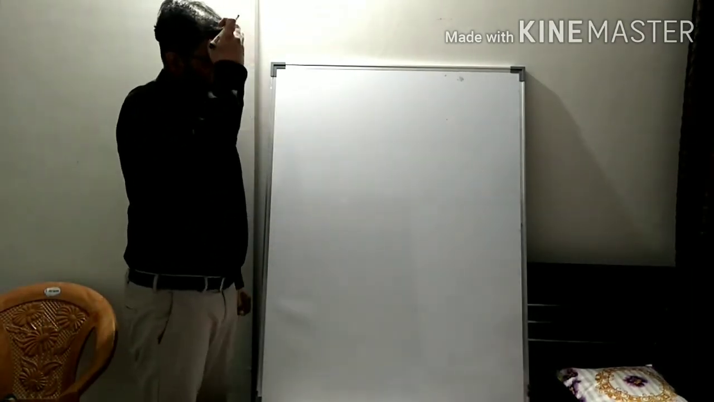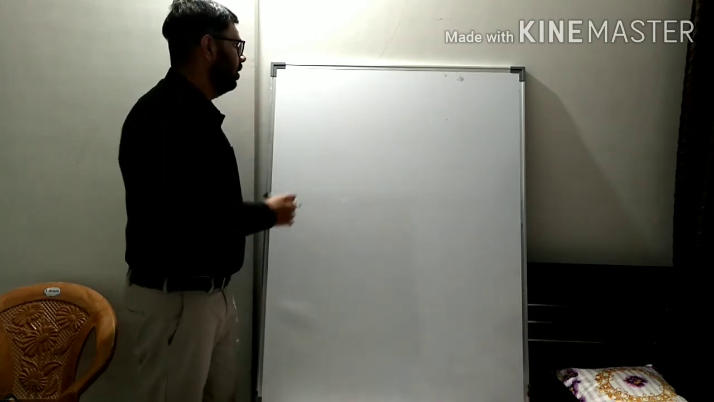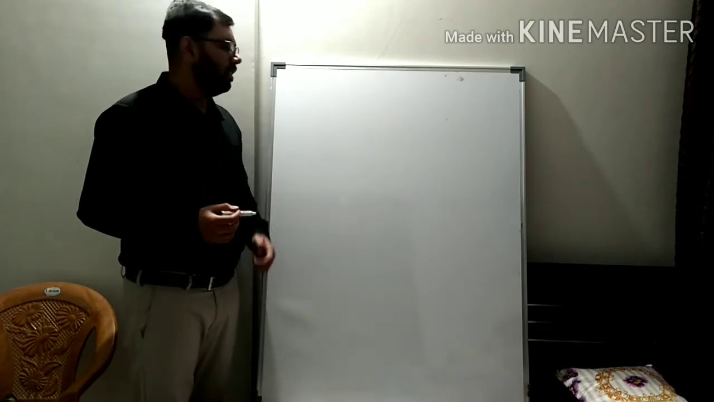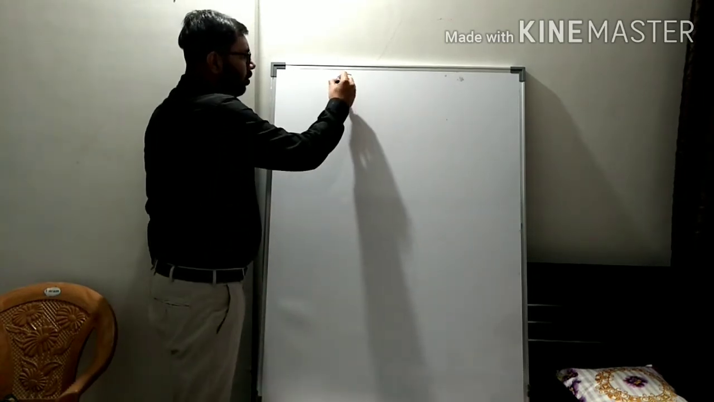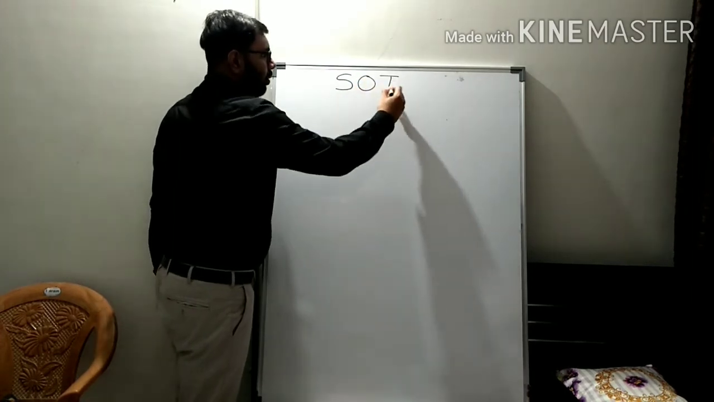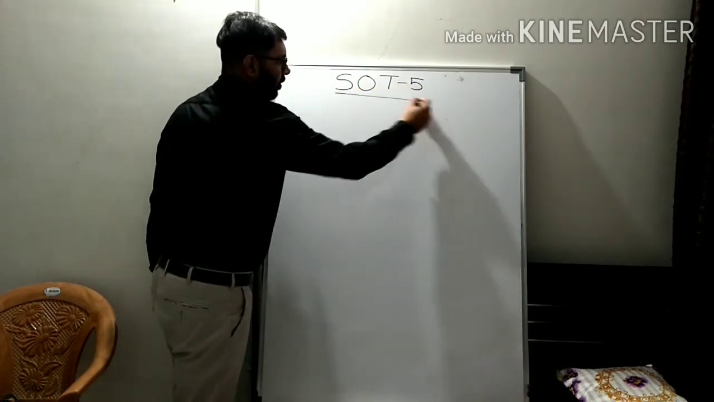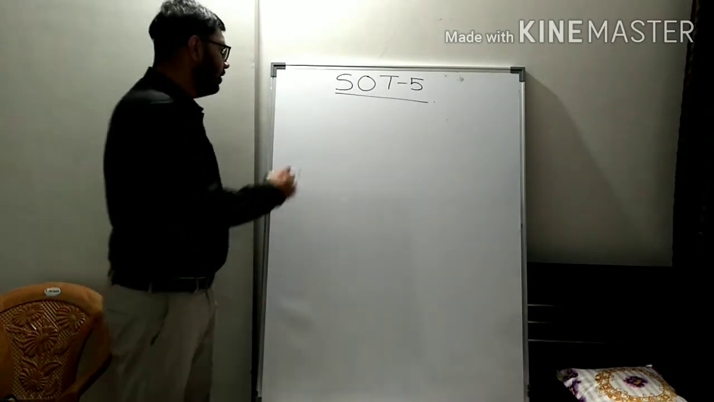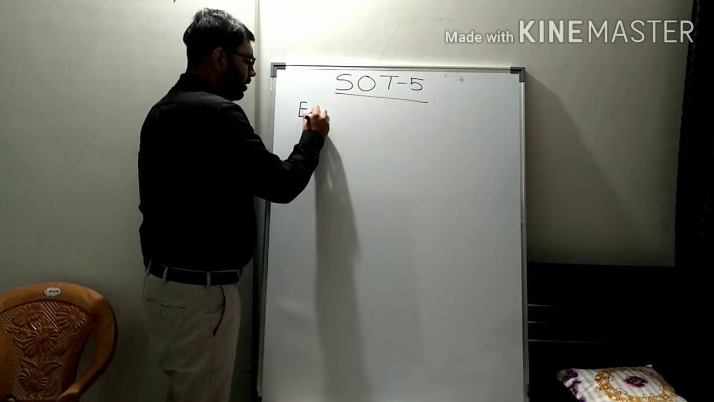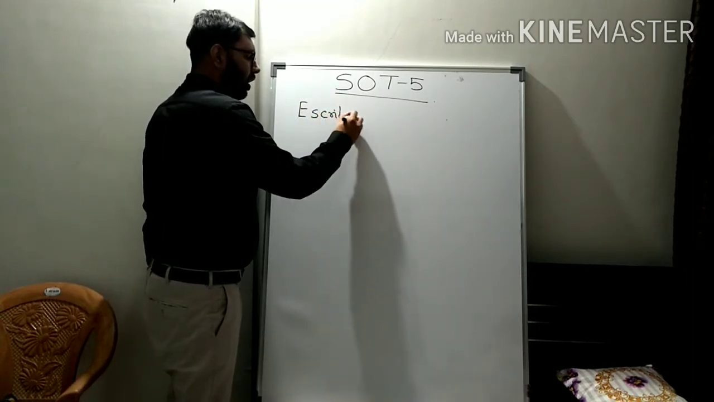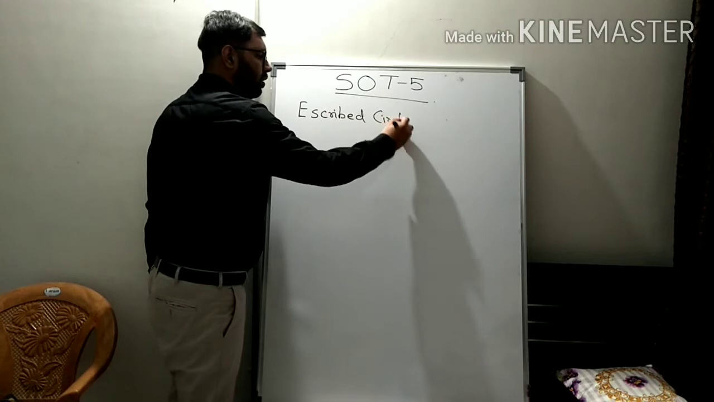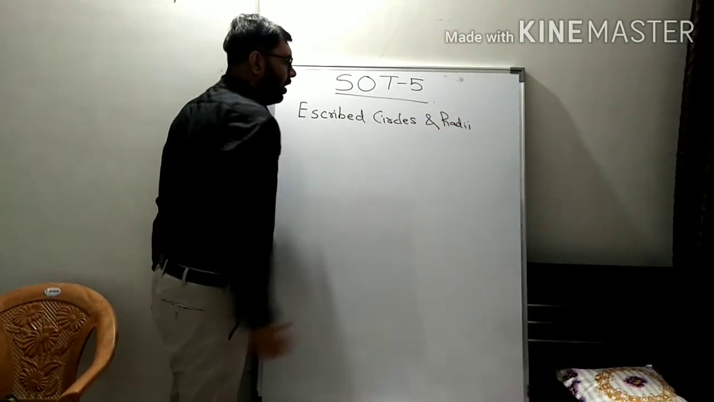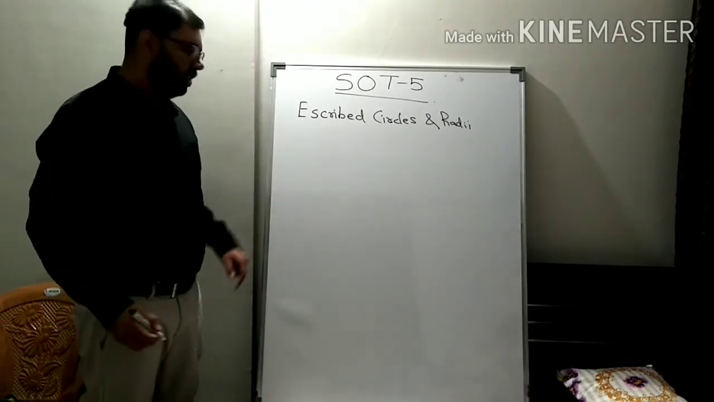Welcome to the new lecture for solution of triangle that we were taking from the last session. So I've already given you 4 lectures, so this will be my fifth video, SOT 5. The remaining portion basically relates to ascribed circles and radii. So what do we mean by ascribed circles and radii?